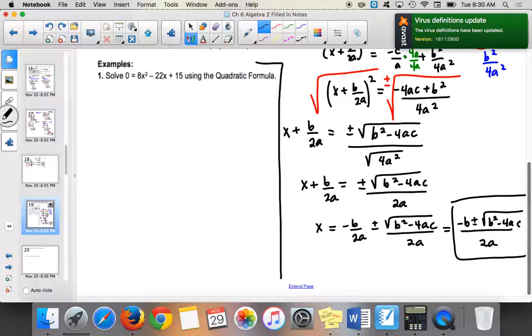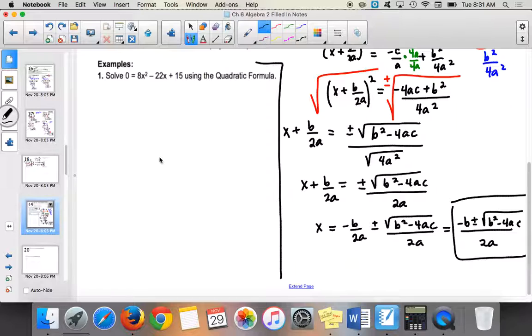All right, so here we go. Number 1, I have 0 equals 8x squared minus 22x plus 15, using the quadratic formula. If we're solving this equation, we need to first identify what our a, b, and c are. So a is going to be 8, b is going to be negative 22, and c is going to be 15. It's just the coefficients, right? It's just the numbers. So you guys all see it: 8, negative 22, 15. Kind of like if you're doing synthetic division, it's what would go on the right side.